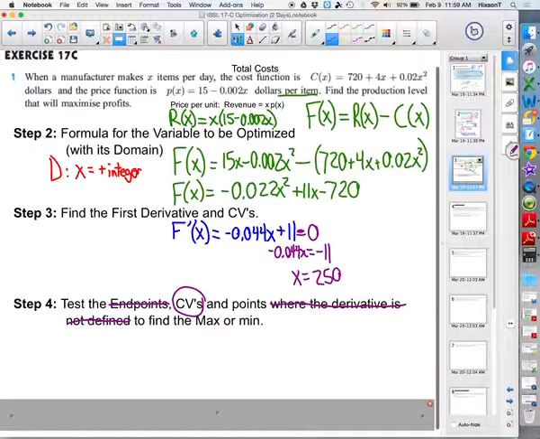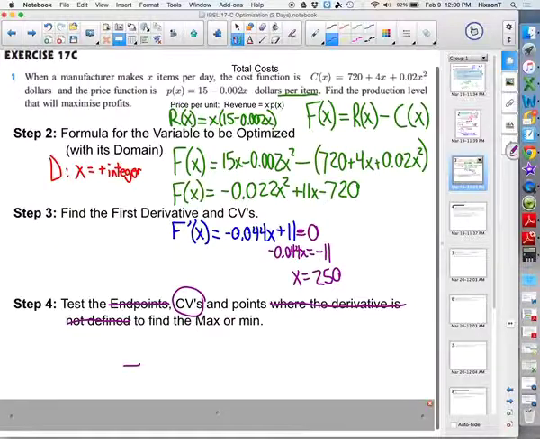No, actually, our profit would be negative if we tried 0, because if you look, your profit is minus 720. Those are $720 in fixed costs, whether we produce anything or not. Okay. So really all we have to test is our critical value.